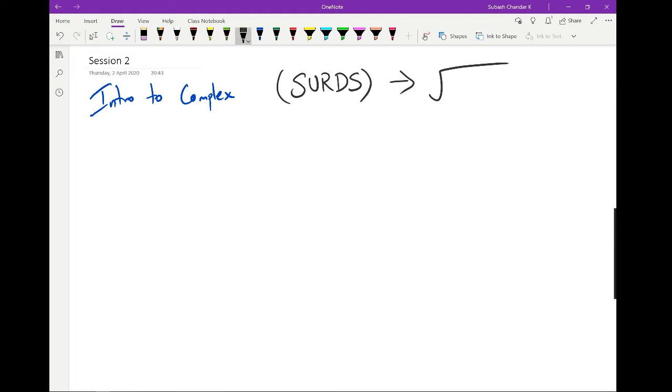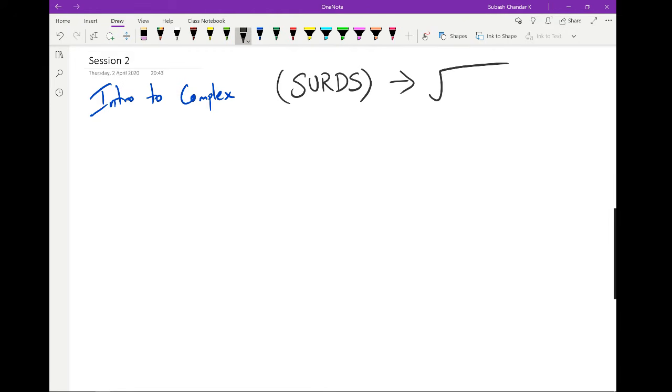So we'll get started. As I said, I'm going to be looking at surds. The best way to start looking at surds is because it is necessary for complex numbers. When you start working with complex numbers, how you do surds actually helps out with the complex numbers itself.